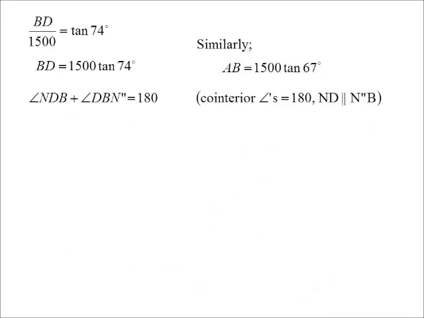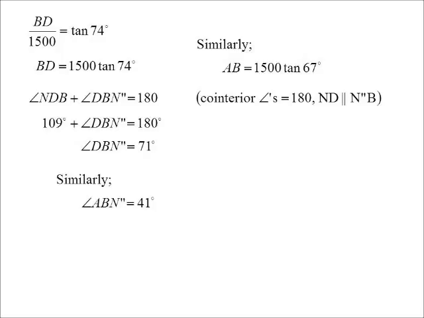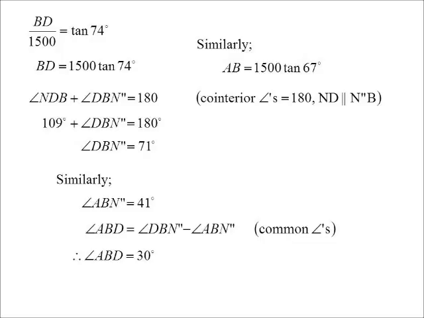Okay, so NDB and DBN double dash would be 180, co-interior angles with parallel lines. So playing around with that, I can get angle DBN double dash is 71 degrees. And I can do a similar thing and find ABN double dash as well. That will turn out to be 41 degrees. Now, that allows me to find angle ABD.